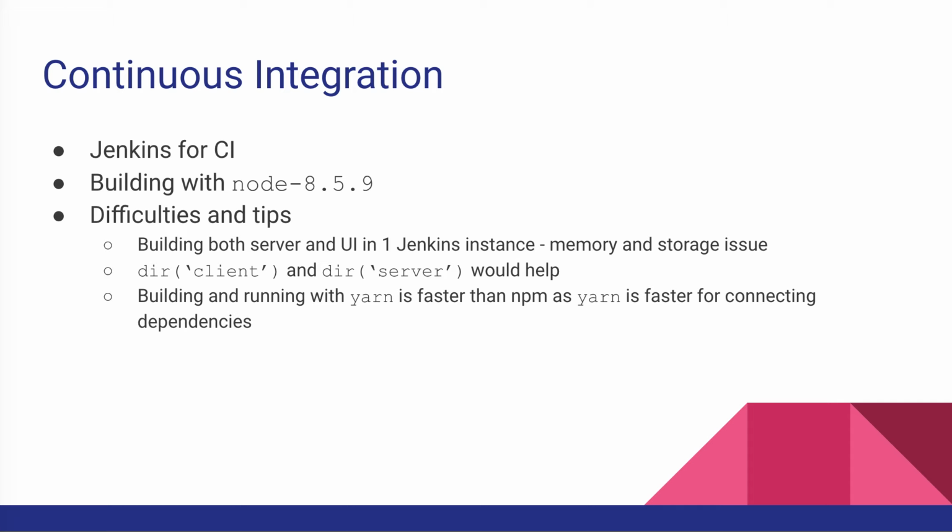We're using Jenkins for our continuous integration. We're using Node 8.5 to build our Node.js applications and NPM dependencies. There are some difficulties and tips for all the teams and for our own improvement. The first one is that building both server and UI in one Jenkins instance will consume all of your memory and storage. The second one is that using separate client and server would definitely help in the future. And the third one is that building and running with Yarn is so much faster than NPM, as Yarn is faster with connecting dependencies.